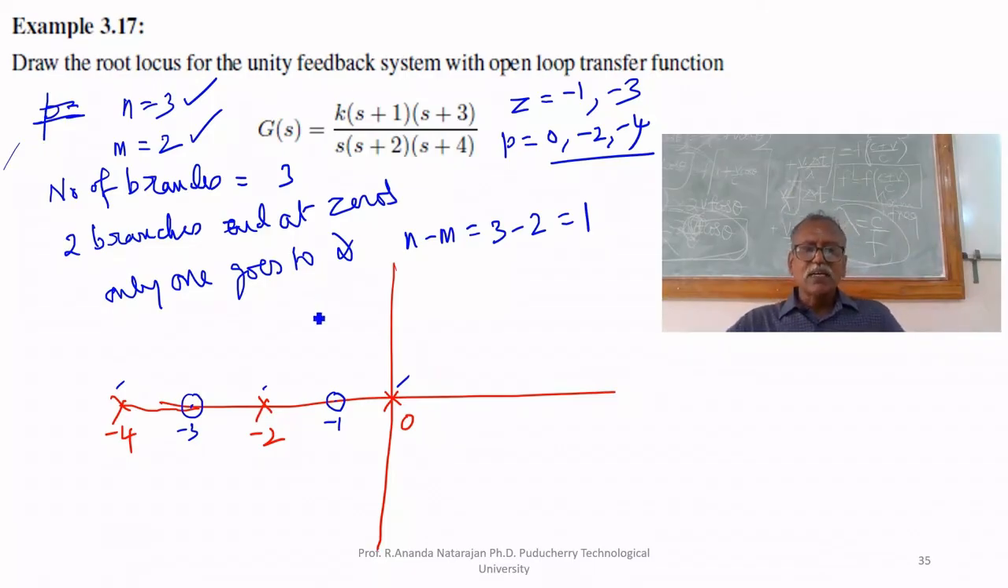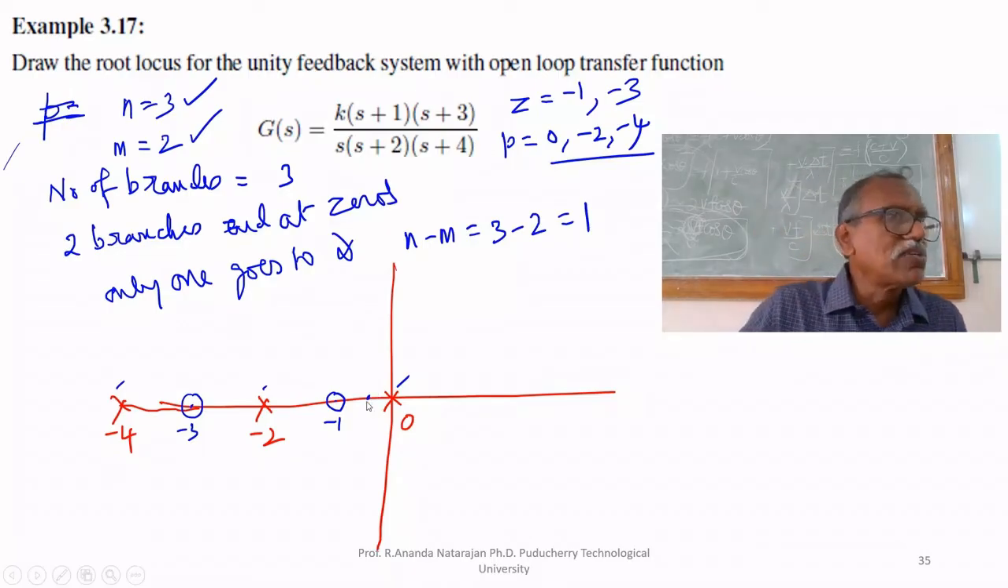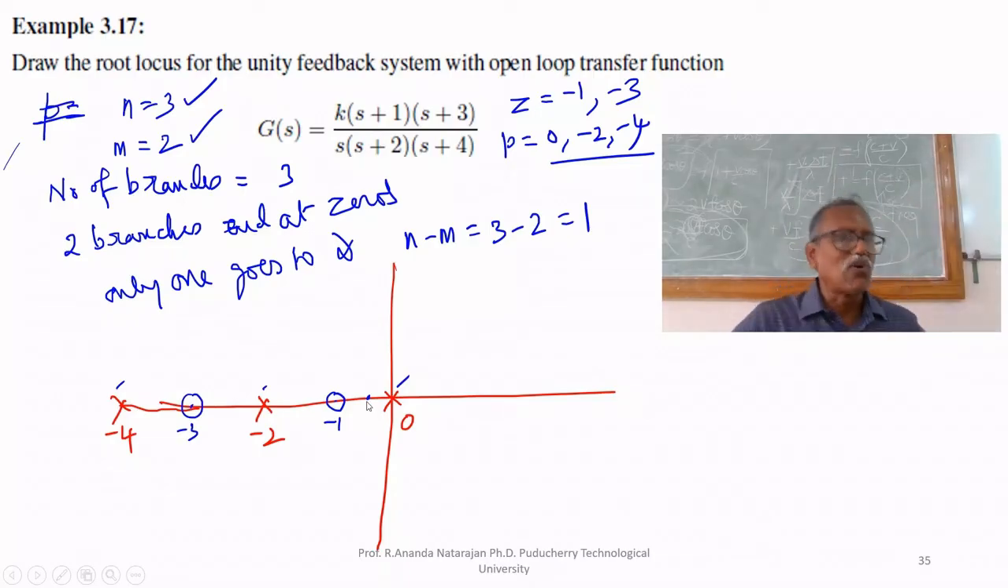We have to take a test point and check whether it is on the root locus or not. If I select any point between 0 and minus 1, to its right, how many poles and zeros? Odd number of poles and zeros. Therefore, it is part of the root locus. Therefore, this root locus branch starts at 0 and ends at minus 1. One branch is over.